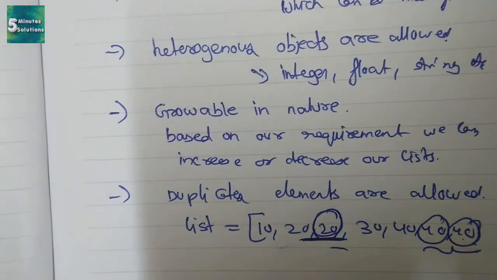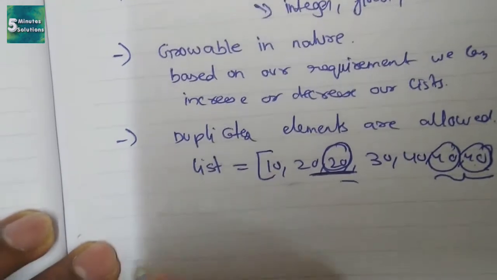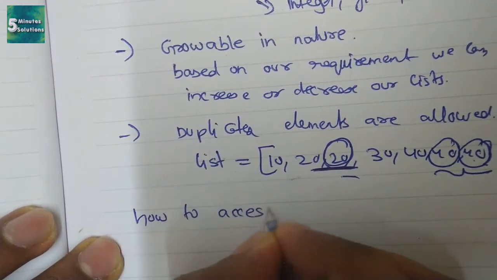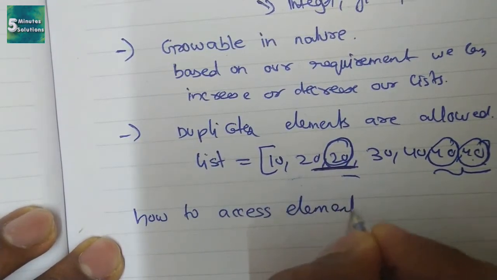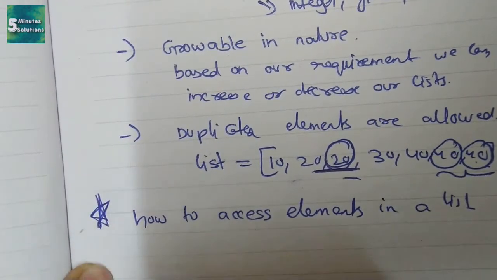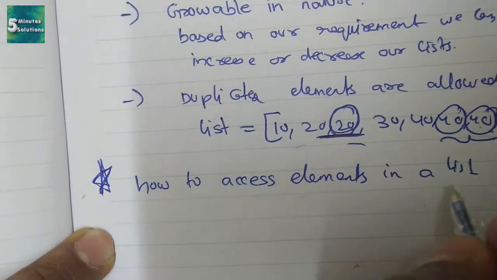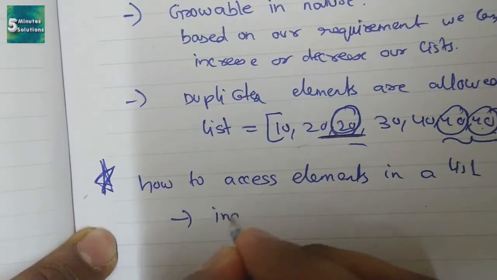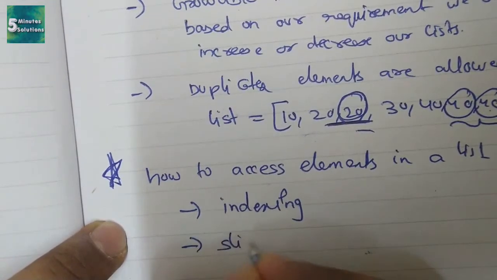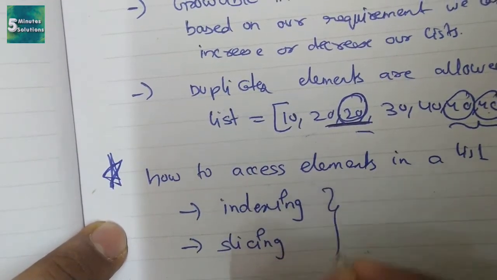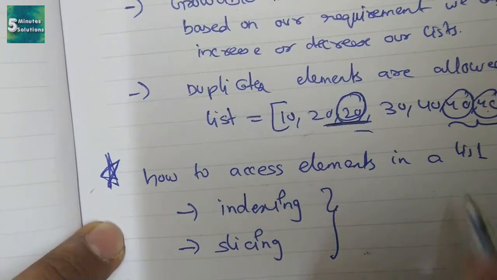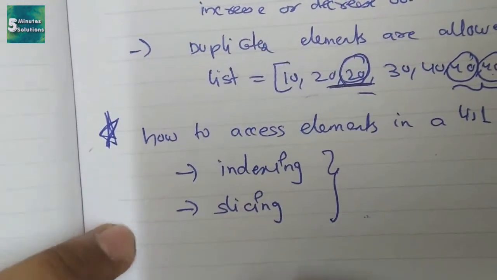Now, how to access elements in a list? It is a very important question. In interviews they will ask you how to access elements in a list. We use indexing and slicing. These are the two methods which we can use to access the elements in a list. Let's take some examples.